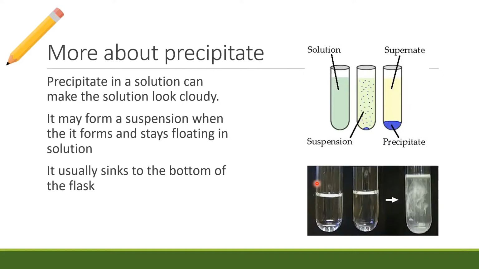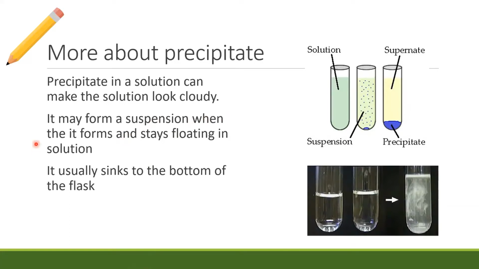Precipitate in a solution. Now, what does it actually look like? Precipitating can make the solution look cloudy, hence why I said orange juice. Orange juice actually looks cloudy. You can't see through it very well. It may form a suspension.